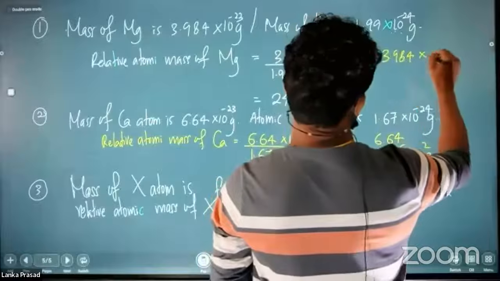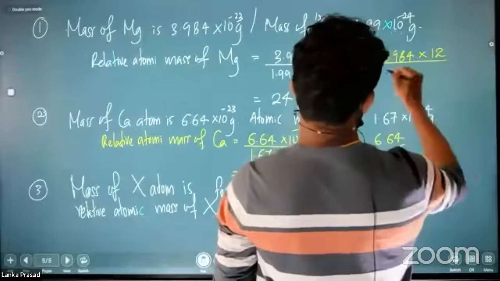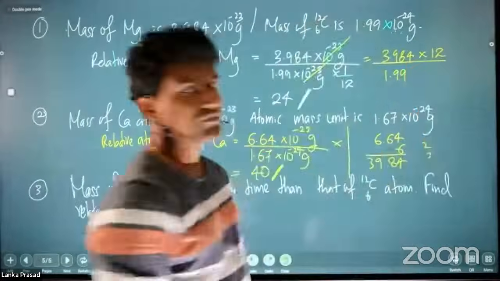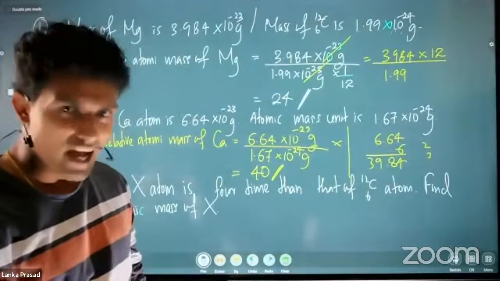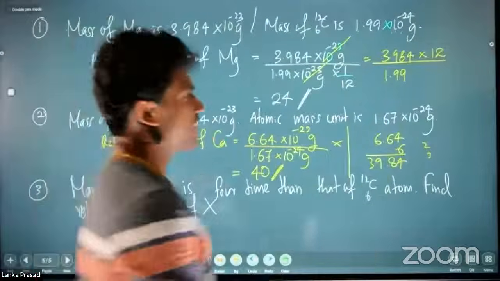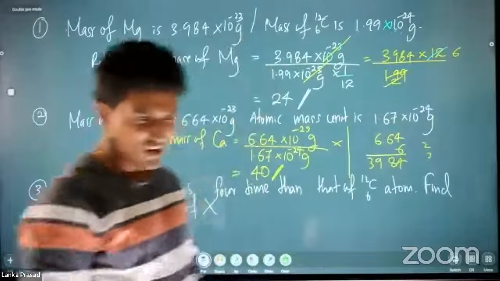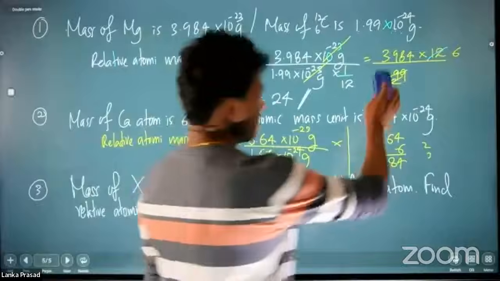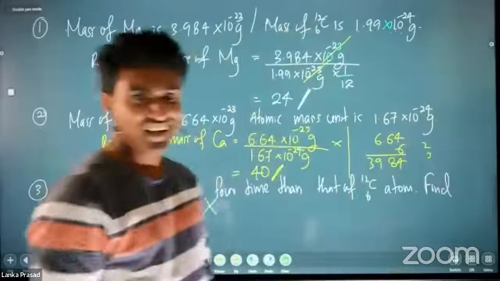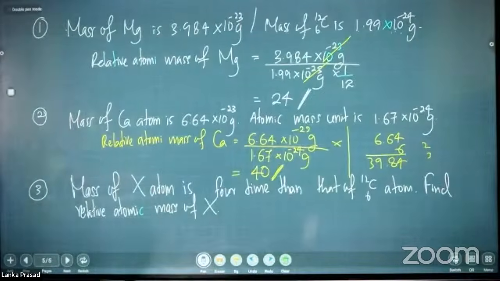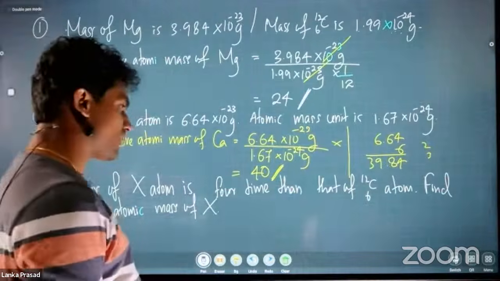3.984 goes up, means times 12 divided by 1.99. Yes, 1.99 means more or less similar to 2. Now you think it's 2. 2 means 6, that's how, right? Otherwise that will be very hard. Then mass of X atom is 4 times than that of carbon.